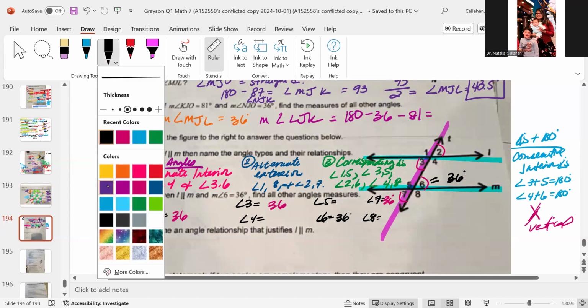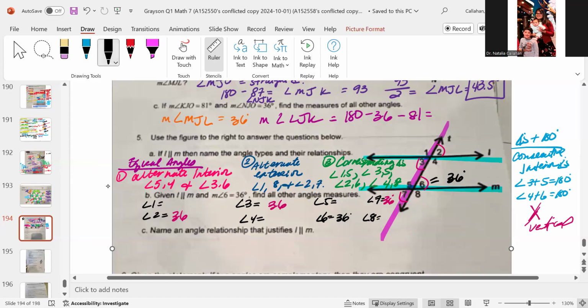Hold on, let me write down 8. Okay, so 7 supplement. 8. I know, but that's good. So 8 is 180 minus 36, right? Yeah. Which is what? 144.